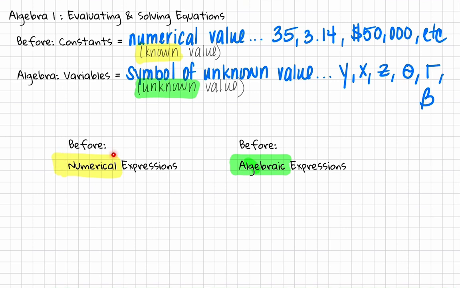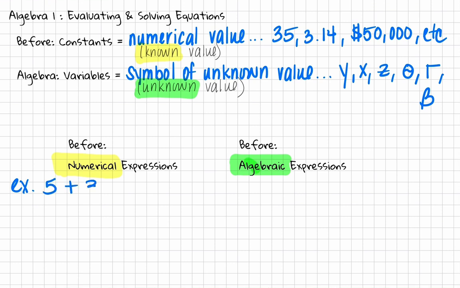Now, before, we had something called numerical expressions, where each part of the expression was a number that we had a known value of. But now that we're in algebra, we have expressions that have both a numerical part and a variable inside. That's why they're called algebraic, because there's some part of that expression that we do not know yet. So I'm going to write some examples again for visual purposes, and these are arbitrary.